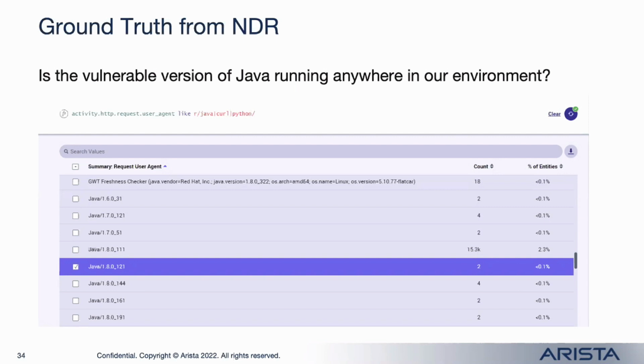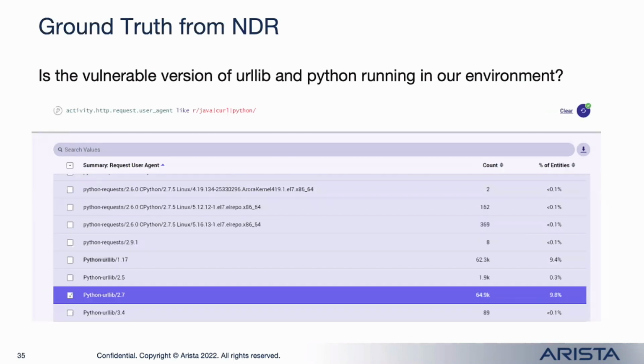What do we need to do to patch it? Can we decommission it? Was it authorized by our change control in the first place? We can start an investigation around that. An example here is Python. So we get the same sort of thing. We see we do have Python 2.7 with the Python urllib.